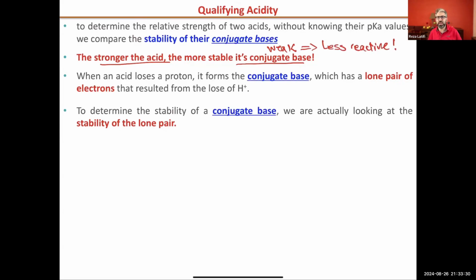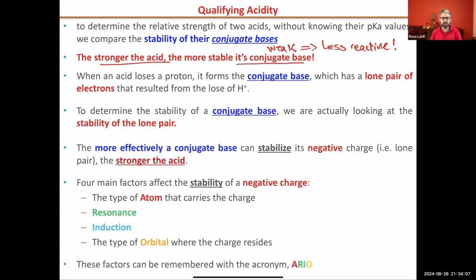Less reactive, and that's good news. We want it to be less reactive. If it's unstable, it's going to go after another hydrogen. It will get hydrogen and go back to the starting compound. So the acid is going to give up an H+, and it will generate a conjugate base. A conjugate base has 2 electrons. The question is, is it stable? How do I know whether that conjugate base is stable or not?